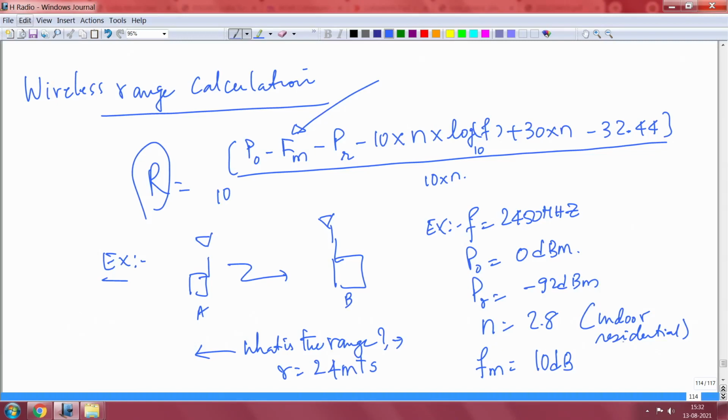For indoor environments, it is not going as the square of the distance, but as 2.8. So this N indeed is 2.8. Now Fm is the fade margin, as I mentioned to you. So this is the received power, this is the transmit power, this is the path loss exponent, which is 2.8. You have to consult tables in order to use the right N. If you are interested in the tables for different environments, look up Rappaport's textbook.